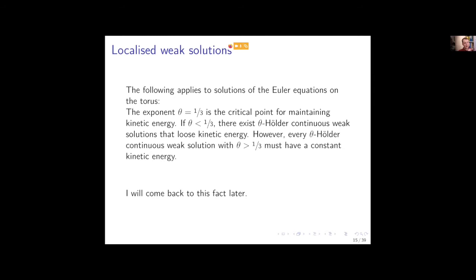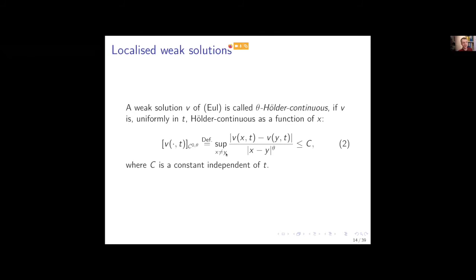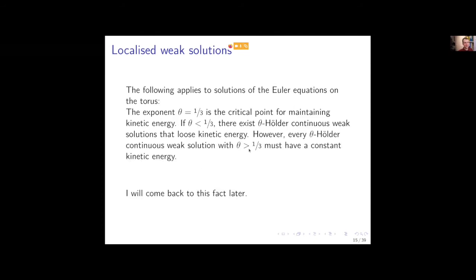But if theta is less than 1/3, we can prove that there is always a solution satisfying this with theta less than 1/3 that does not preserve the kinetic energy. So that's just a funny fact. I will come back to this later. This is a very interesting phenomenon, that the preservation of kinetic energy, which is a physical necessity, since you would really like your solutions to preserve energy, depends on how Hölder continuous they are.